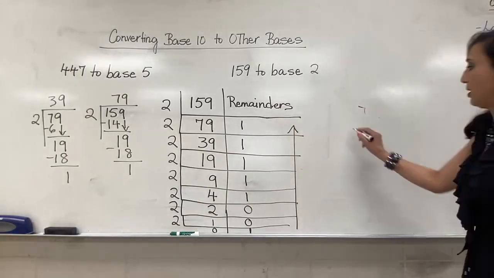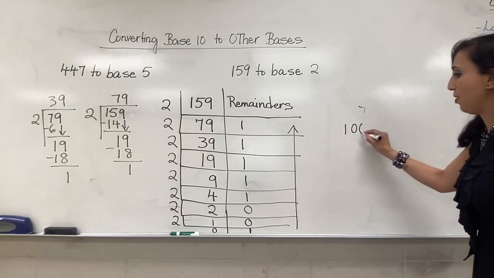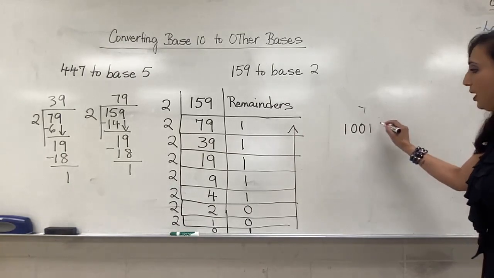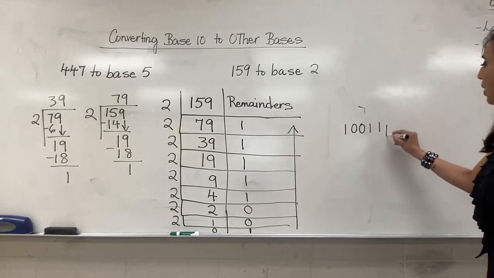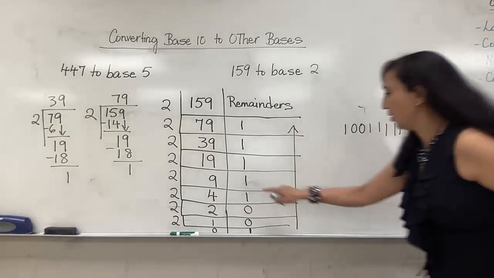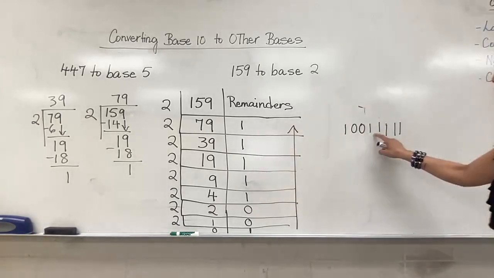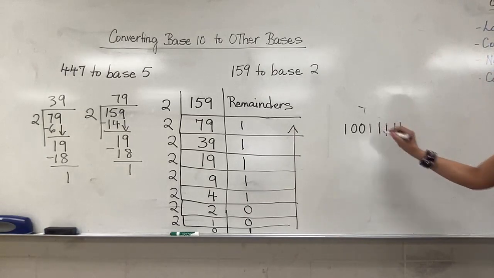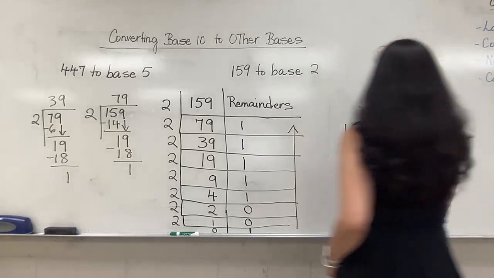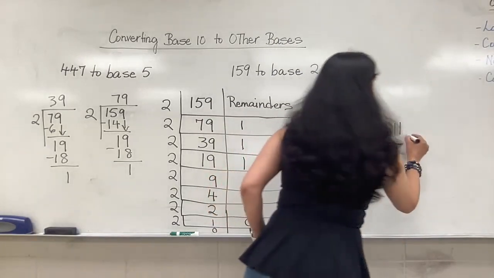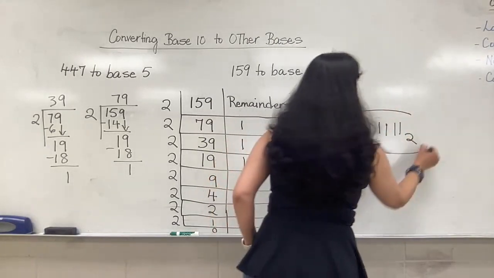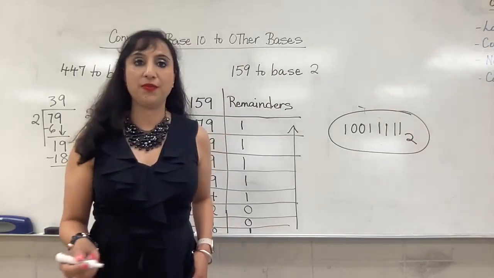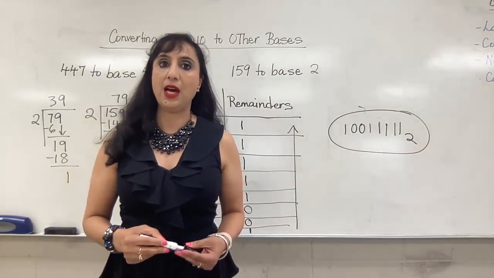And so my numbers are 1 0 0 1 1 1 1 1 1. So this is my number in base 2. All right, so here's my number in base 2. So as simple as that.